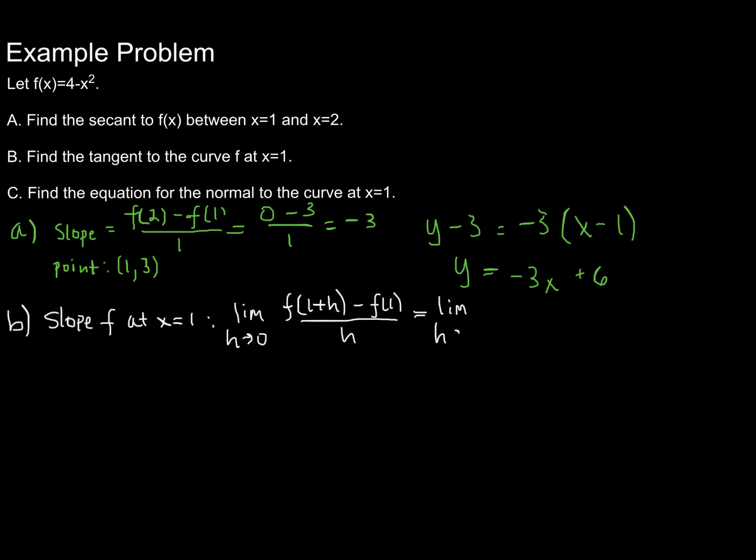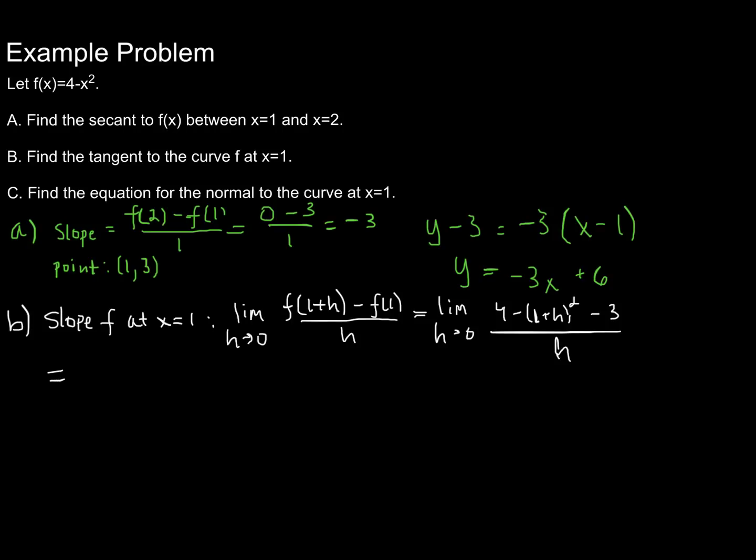Limit as h approaches 0. 1 plus h, so it's going to be 4 minus 1 plus h squared. Okay, and then f of 1 is 3, so minus 3 divided by h. Now, here I can try substitution, but if I try that, notice that I'll get 0 over 0. So I need to continue working.